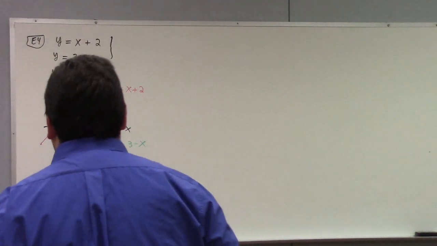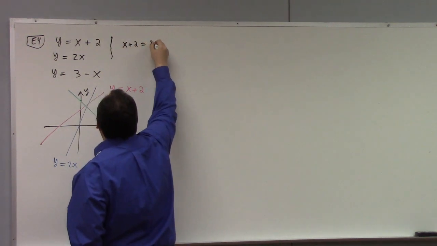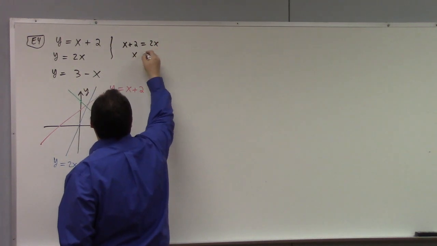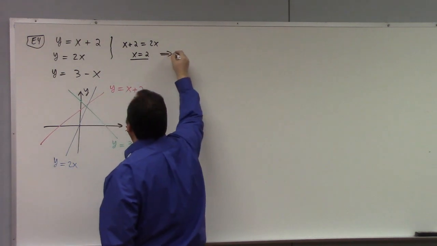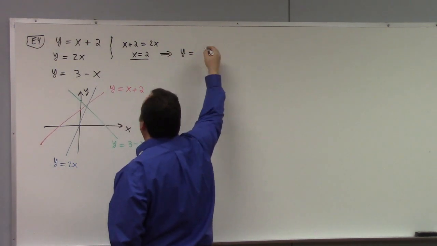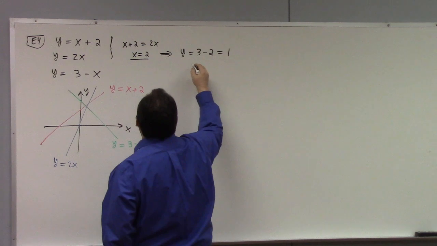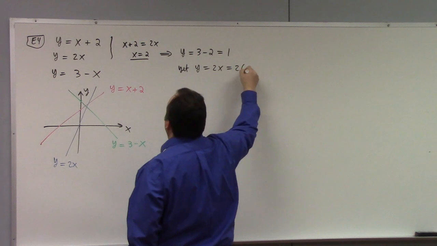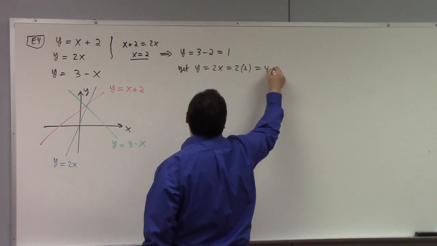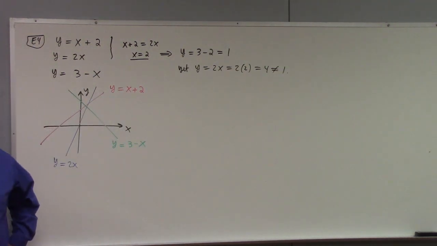Since y equals y, from the first two equations, I get x plus 2 is 2x, which tells me what? X is equal to 2, right? But then that tells me that y, from the third equation, is 3 minus 2, which is equal to 1, right? Yet y is equal to 2x, which is 2 times 2, equal to 4, which is not equal to 1, right?